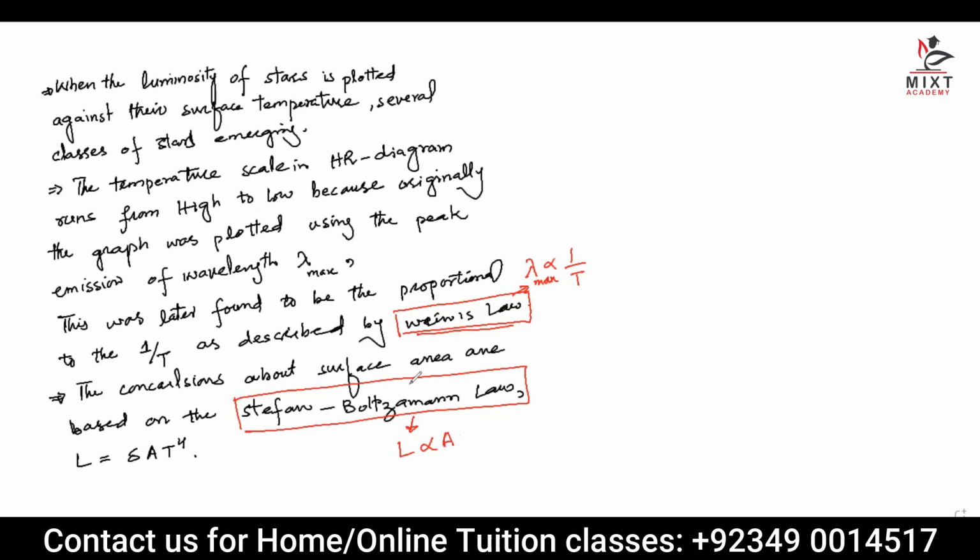Okay, so this is basically something about the graph. Now, let me write something about the main sequence stars. I know I'm writing too much theory, but it's okay. So, what are the main sequence stars?